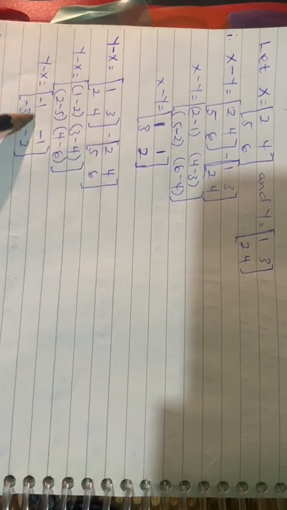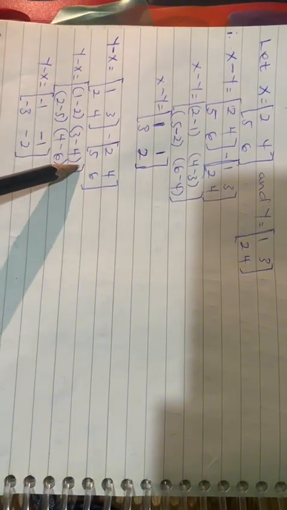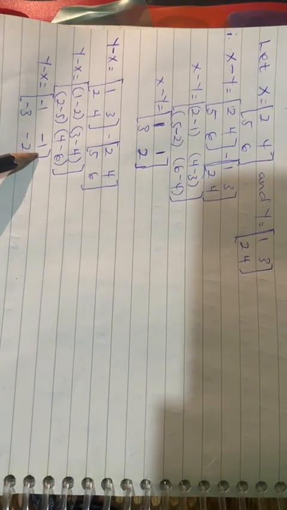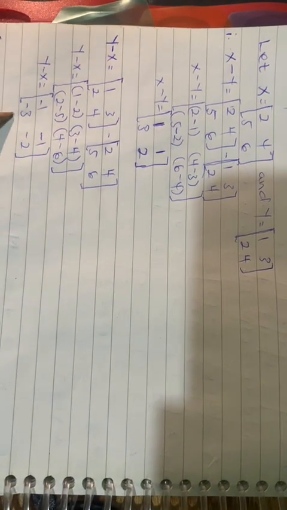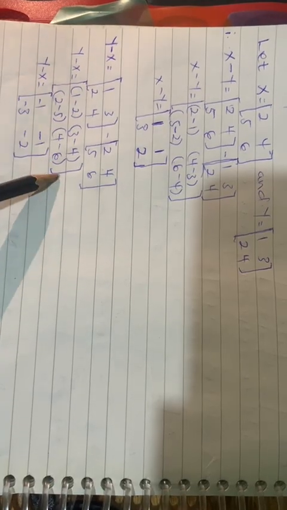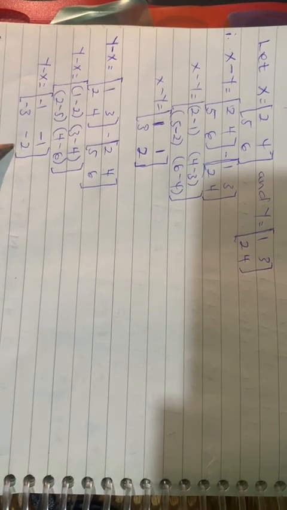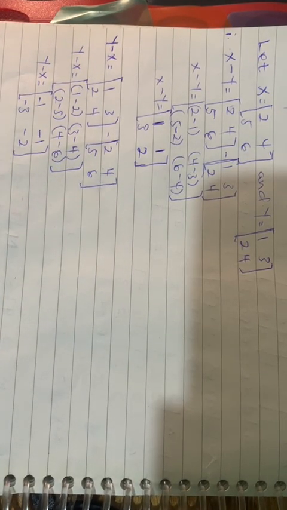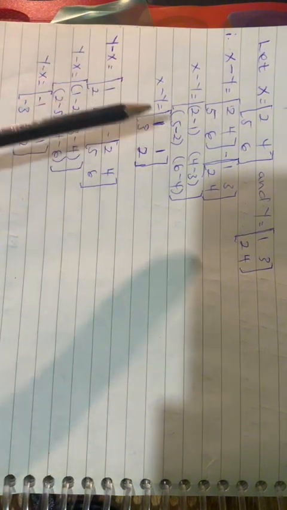1 minus 2 gives you negative 1. 3 minus 4 gives you negative 1. 2 minus 5 gives you negative 3. 4 minus 6 is negative 2. Very, very simple. You see that the value that we had for x minus y is different from y minus x. This tells you that subtraction in matrices is not commutative, they're not the same.